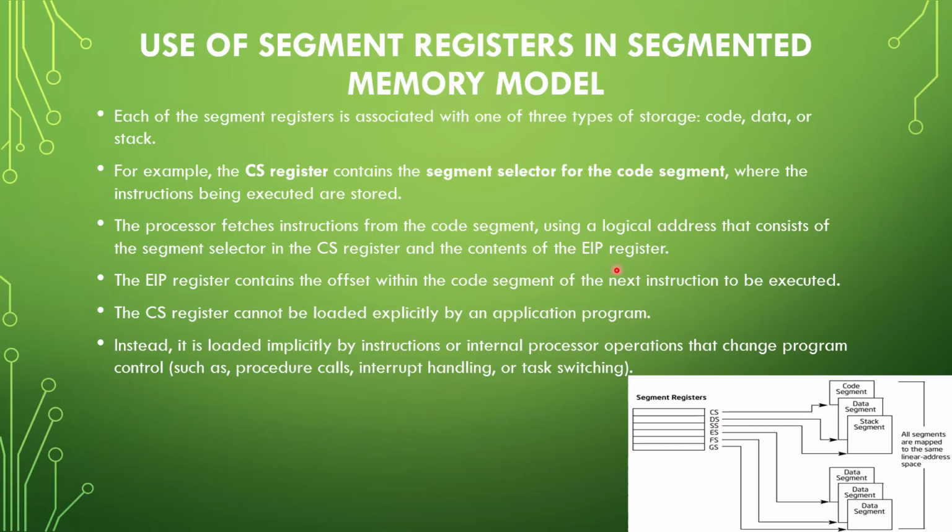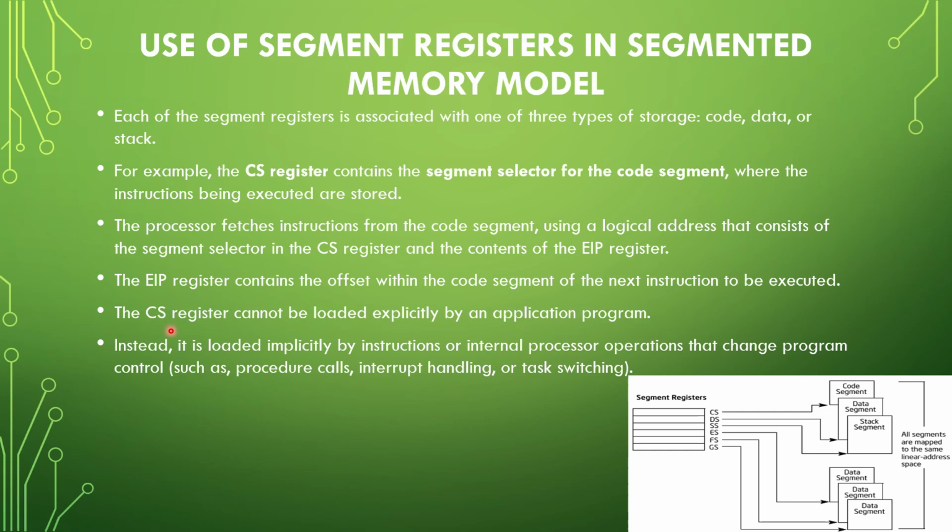The EIP register is nothing but the instruction pointer register. It points to the next instruction to be fetched. That instruction is fetched with a particular segment selector from the CS register itself. And this EIP register contains an offset within the code segment of the next instruction to be executed. It contains the data and points to the next instruction to be executed.